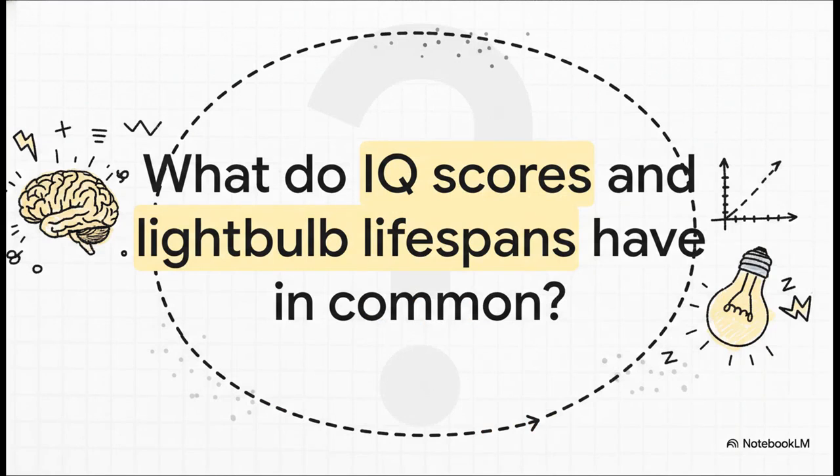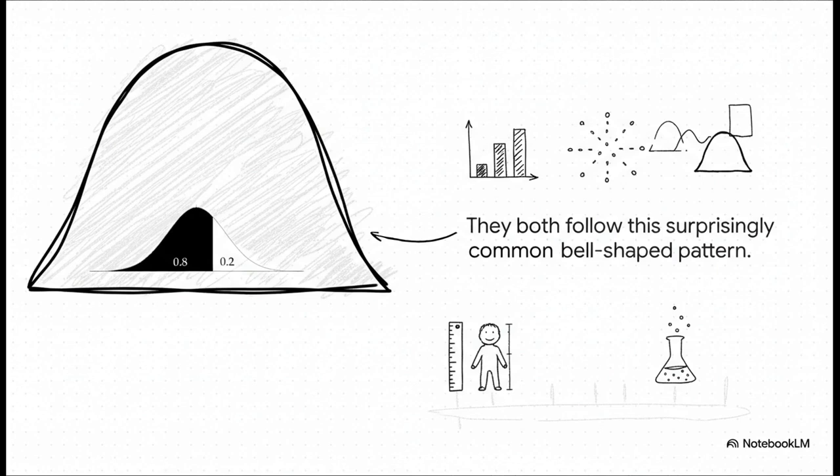Okay, so let's just jump right in with a question. What on earth could possibly connect something like IQ scores with, say, how long a light bulb is going to last? I mean, they seem completely unrelated, right? But they share this fascinating secret connection. And the answer is this shape right here, the bell curve.